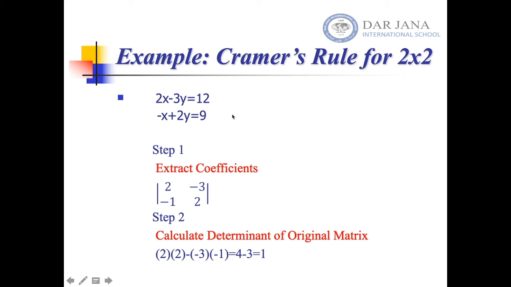Example, Cramer's rule for a 2 by 2 matrix. Look at this system of equations. It's two equations, two unknowns. We have x and y. 2x minus 3y equals 12. Negative x plus 2y equals 9.